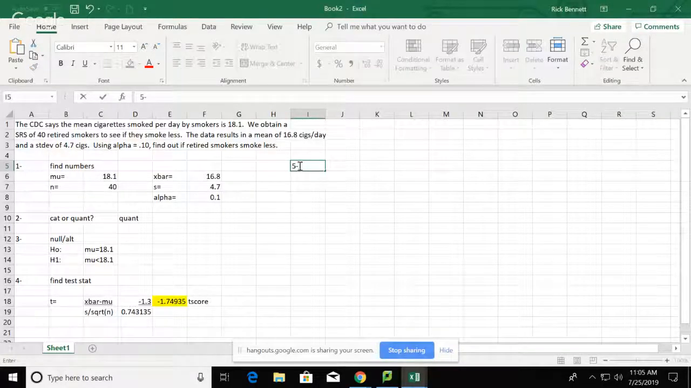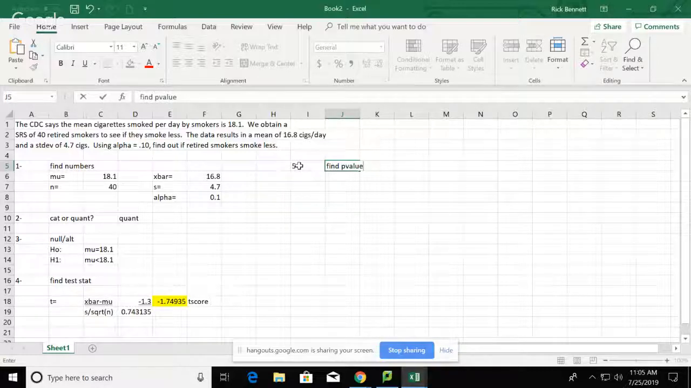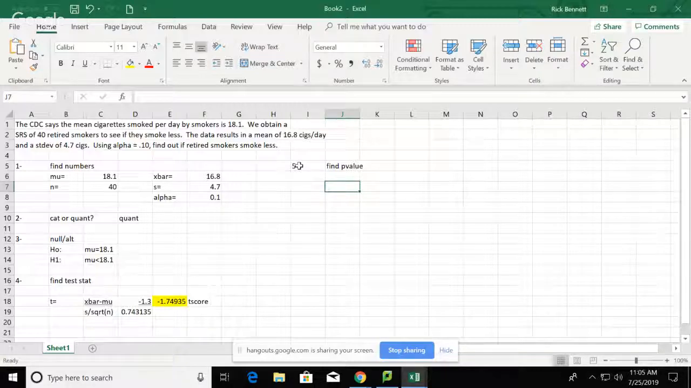Step number 5 is find the p-value. Now, you're probably not going to like this table as much as you like the z table. So there's still 2 methods, though. You've got your chart, and you've got the computer.